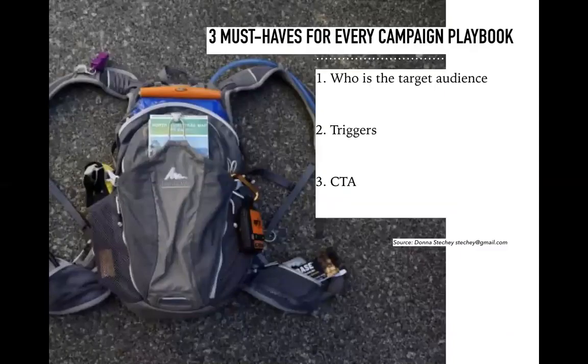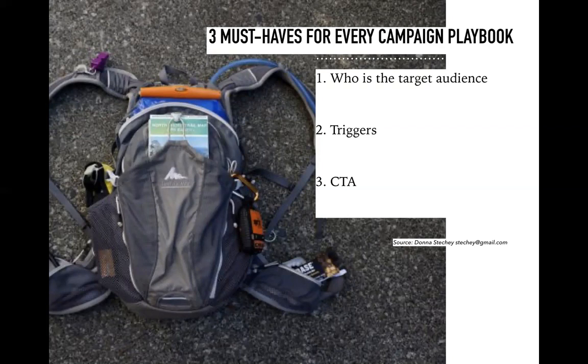So the 3 must-haves for every campaign playbook are: who is the target audience? Who is it that you need your seller to have that conversation with, and how can they use that campaign to develop those conversations? What are the triggers? What are the triggers happening right now in the market? What are those business needs that that audience is struggling with, or instances, events that can happen that could help that seller get that door open and welcome that conversation to take place?